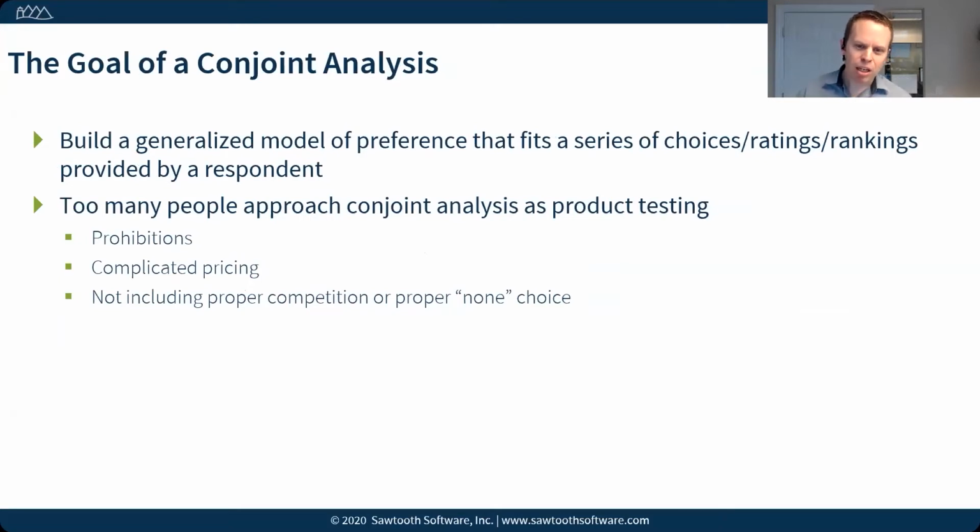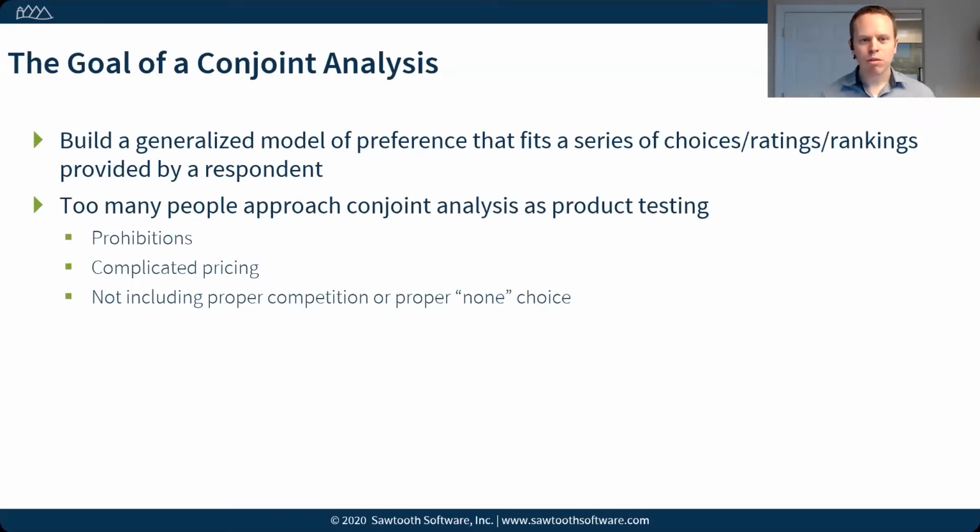Another thing that we end up pushing back on a lot is that a lot of people approach conjoint analysis as product testing, where they think, I've got products A, B, and C on the store shelves. I can definitely break those down into attributes and levels, but then they start putting in lots of prohibitions, or they want to make the pricing really complicated, which in itself is a good goal. You want to make your survey realistic, but it often comes at the expense of the quality of the model that you're building. And I'll show you some examples a little later.